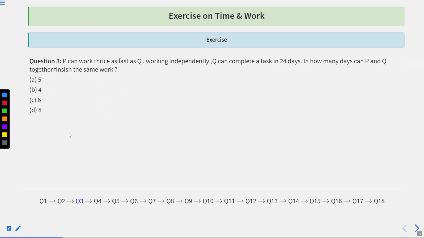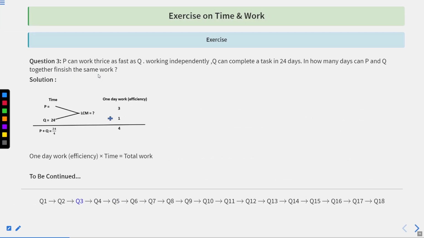Now, question number 3. P can work thrice as fast as Q. So the relation between the efficiency of P and Q is given to us. Working independently, Q can complete a task in 24 days. So in how many days can P and Q together finish the same task? Let us have a look over the solution.